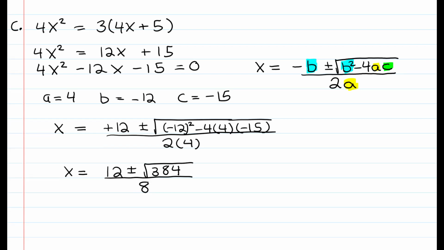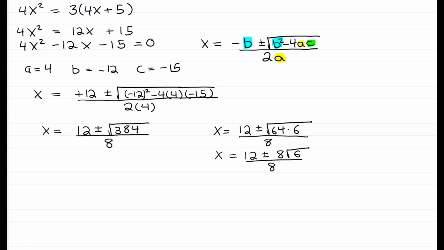Once again, if you have not completed the radicals unit yet, you can skip ahead, but if you have, you can see that this will be 12 plus or minus the square root of 64 times 6. 64 times 6 is 384, divided by 8. So at this point, we can see all coefficients and constants have a common factor of 4. So we can divide all terms by 4. So we get 3 plus or minus 2 root 6 over 2 as our final answer.